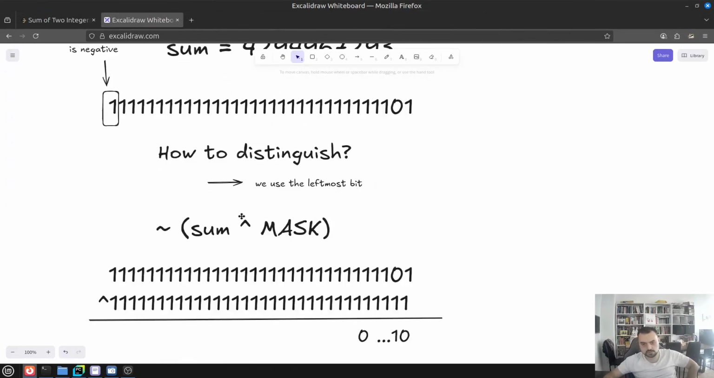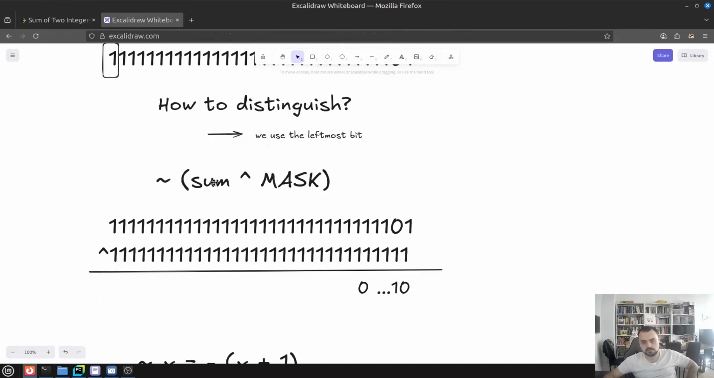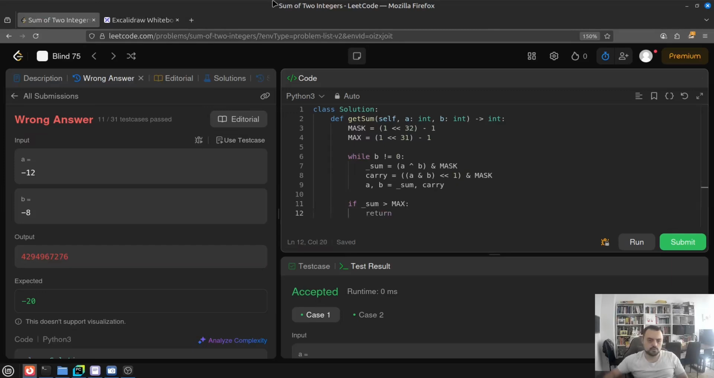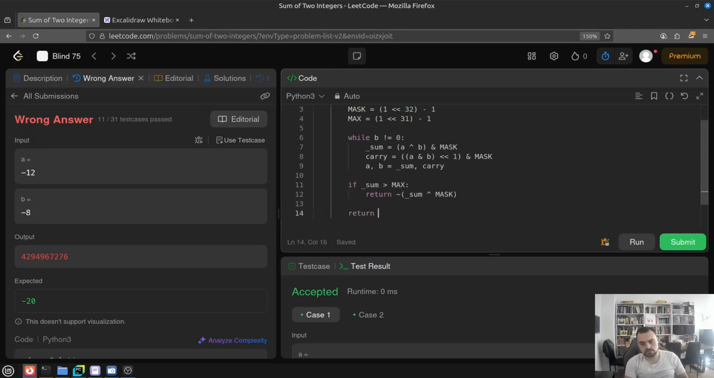Some additional work to be done, and now we have to first implement this check, and then this part. So the maximum number we can store is 1 shifted to the left 31 times, meaning 2 to the 31 power minus 1. And if the sum is greater than max, then what do we do? We do this, which is tilde or bitwise negation of the sum XOR mask. Otherwise, we just return this.